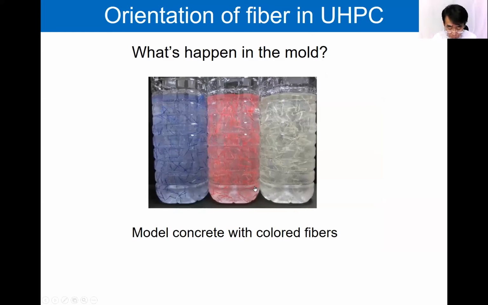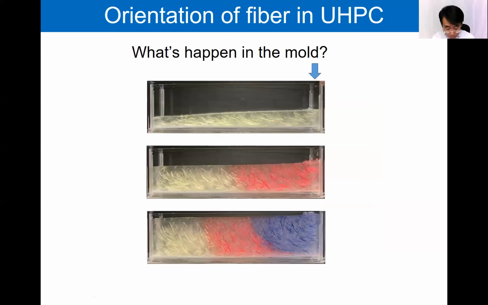So I'd like to show you why this fiber orientation occurs. We poured model concrete with fibers colored in 3 different colors in order. The fiber in the first concrete is oriented almost horizontally. However, when the later concrete is poured, the first concrete is pushed forward and upward, increasing the depth. So this is the reason why the fibers are oriented diagonally upward in the prismatic specimen.